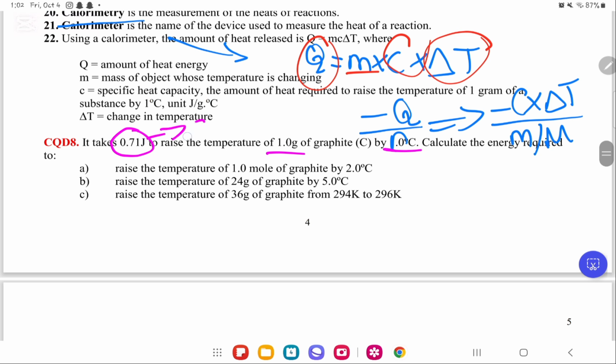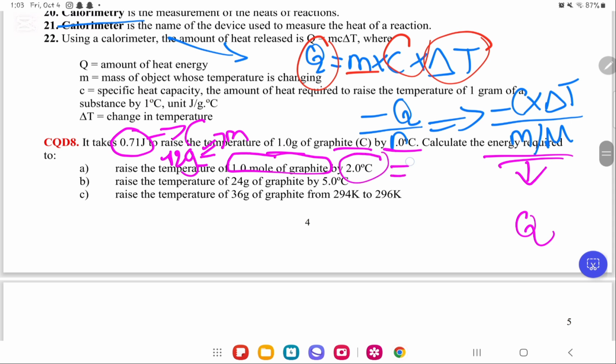Directly, we know this is our C. Calculate the energy required. Energy required is always Q, okay? To what? To raise the temperature of 1 mole of graphite. You should know that 1 mole of graphite, which is carbon, is equal to 12 grams. So now we have our mass, by what? By 2 degrees Celsius.